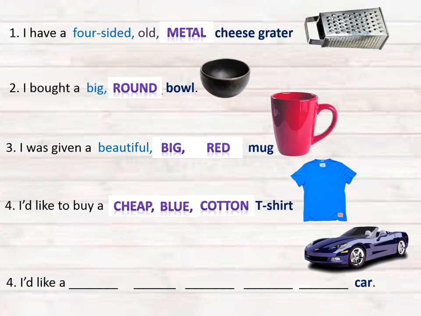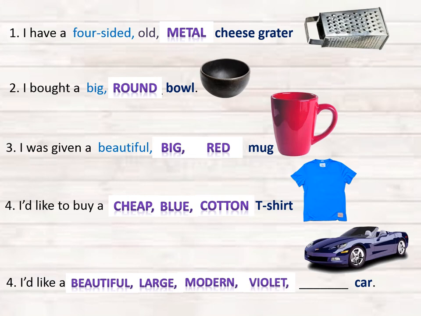What about this car? I'd like a. Yes, you need one, how many adjectives? One, two, three, four, five adjectives. So I'd like, for example, look at the color. The color is purple. Yes, kind of purple. So I'd like a beautiful, large, modern, violet, purple Italian car. Yes, so we have beautiful, which is opinion, large, size, modern, age, violet, color, and Italian origin.